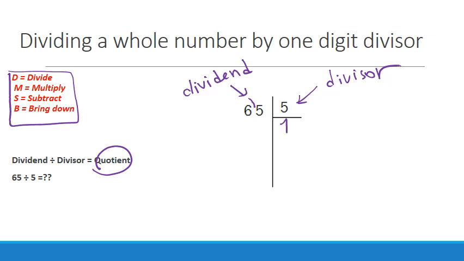So it's 1. Now, after I divided, what do I do? I multiply the quotient by the divisor. 1 times 5 is 5. After multiplying, I subtract. 6 minus 5 is 1. After subtraction, I bring down and I start all over again. So 15 divided by 5 is 3. Now multiply 3 times 5, 15. Subtract them, you get 0. And I don't have any other numbers to bring down.